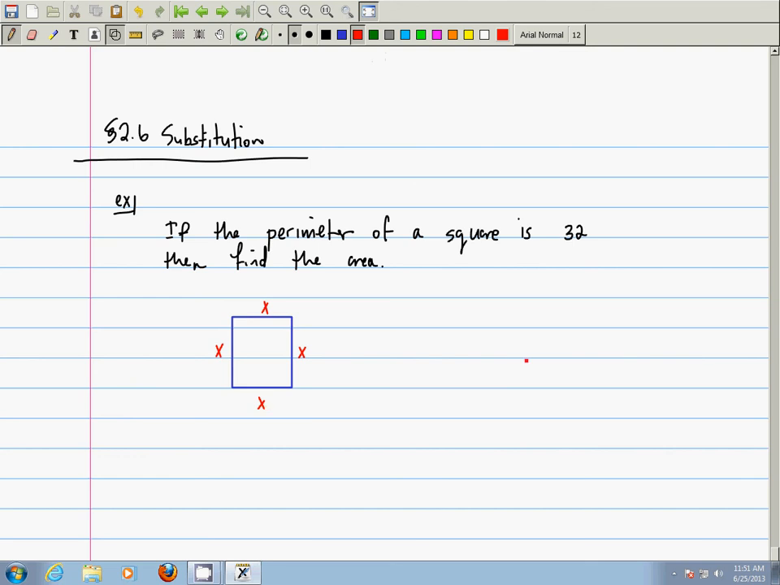And if I call the perimeter P, then what is P? P is 4x. And that's its perimeter. What is its area? So if I call the area A, what is A? It's x squared. Okay. So we have these two things, and we also know, what is the last thing we know? We also know that P is equal to 32.